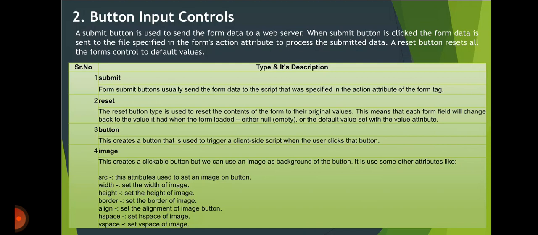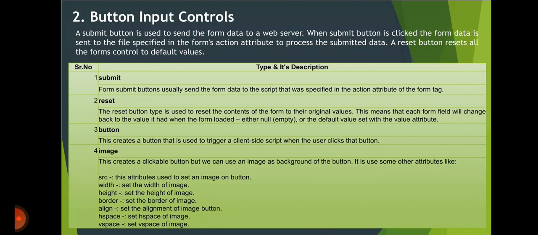Reset. The reset button type is used to reset the content of forms to their original values. This means that each form field will change back to the value it had when the form loaded, either null or empty, or the default value set within the value attribute. Button. This creates a button that is used to trigger a client-side script when the user clicks the button.